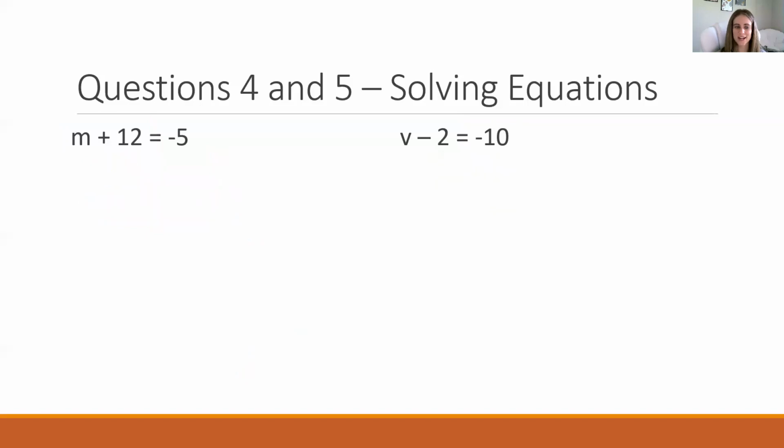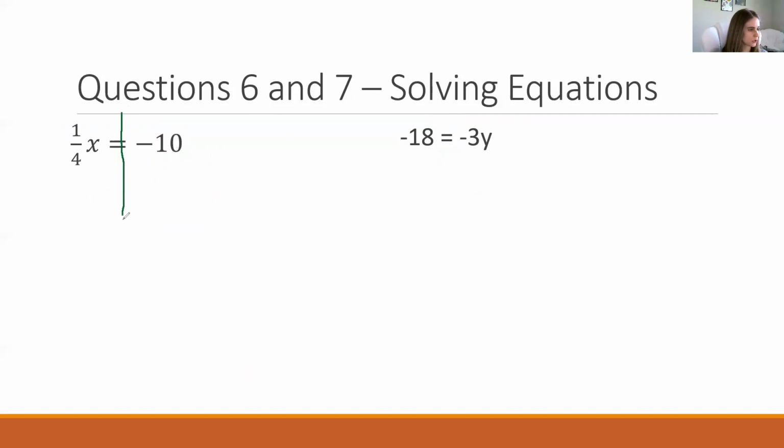All right, let's just try a couple more here. 6 and 7, the last two questions on your quiz, are also solving equations. 1/4 x equals -10. We draw this line right here down the center to separate it. We want to get this x all by itself, but it's being multiplied by a fraction. We're still going to be doing the inverse. We're still going to be doing the opposite.